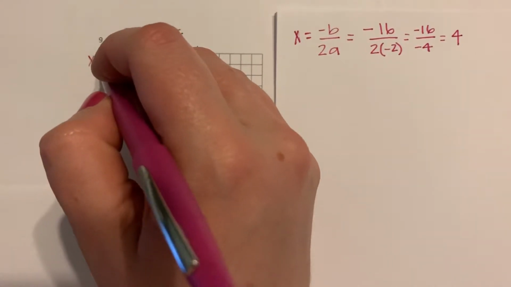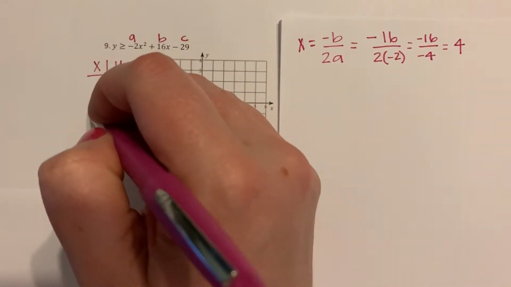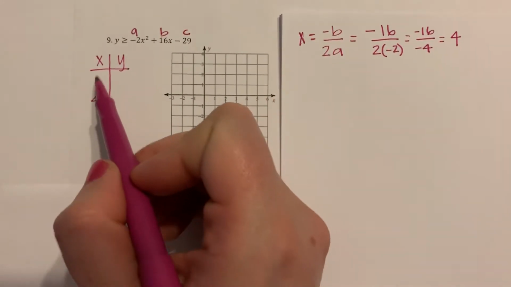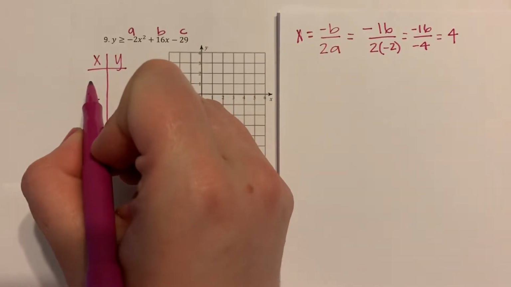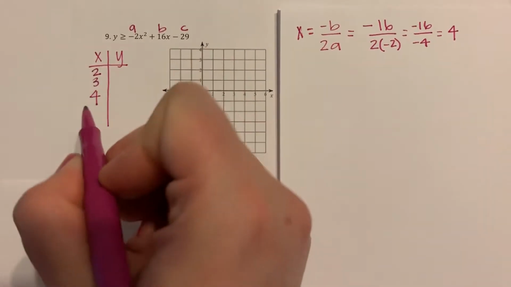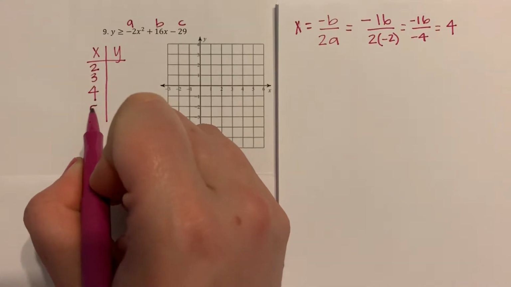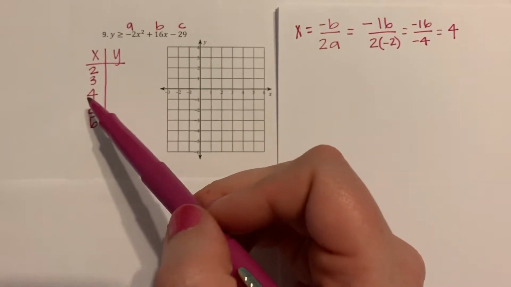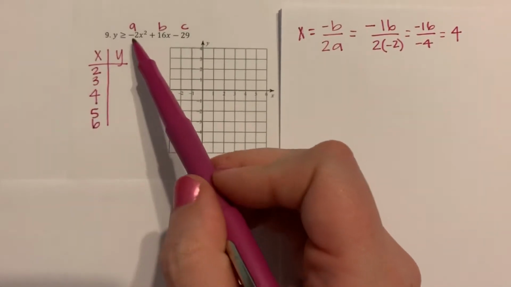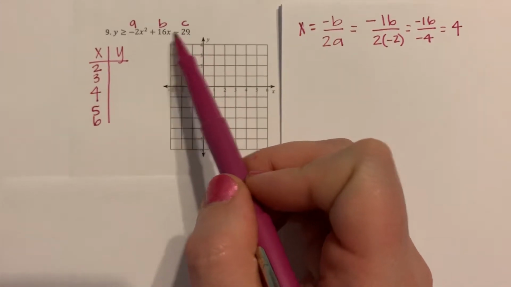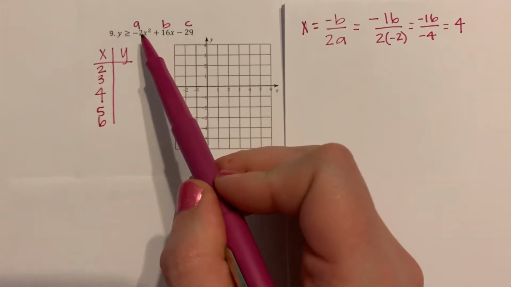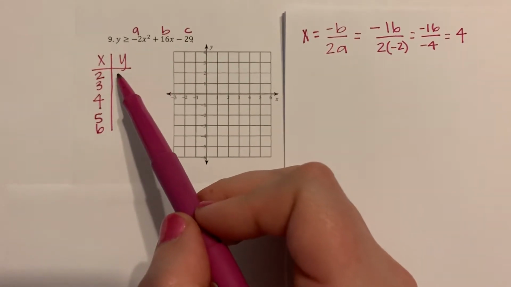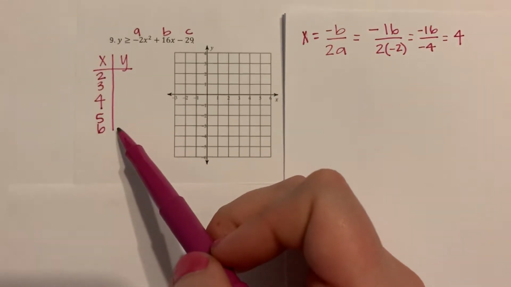So make an XY table with 4 in the middle, okay, because that's your vertex, and you want 2 points on either side. So I'm going to go 2 less, 3 and 2, and then 2 that are greater than that, 5 and 6. Then what you'll do is plug in each of these x values to your inequality. Okay, pretend that this is an equal sign, plug each x value in wherever you have x, and see what it gives you for y. Then you'll plot those points.